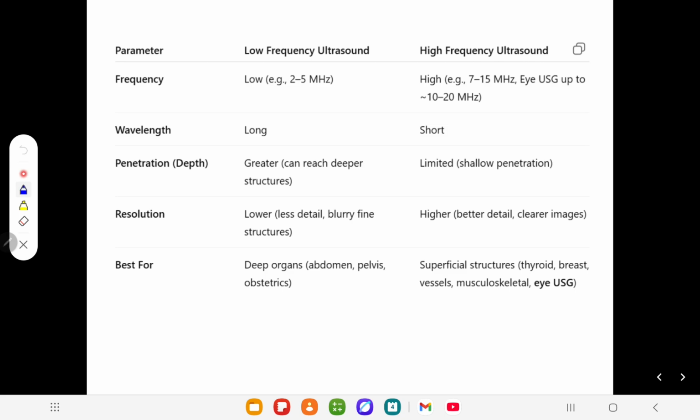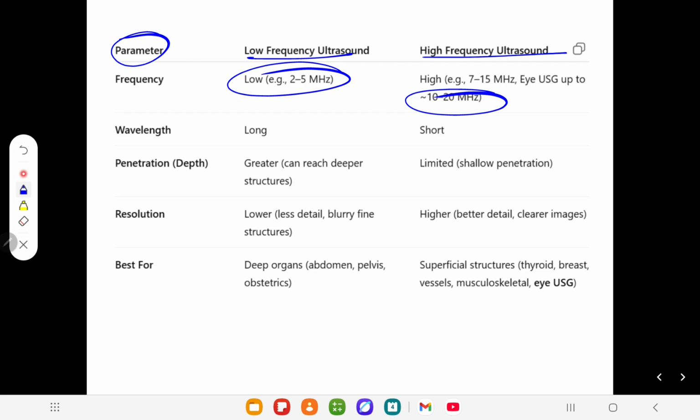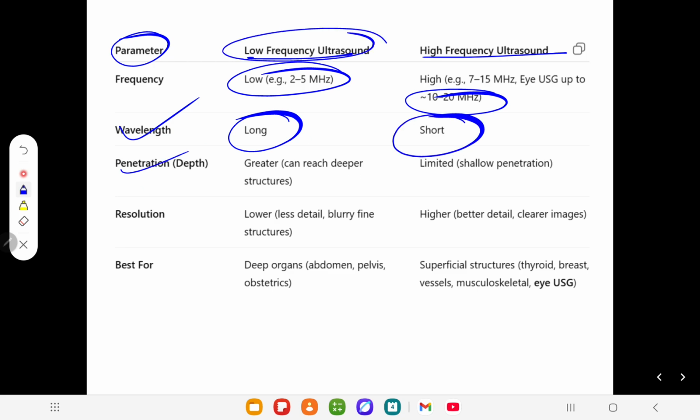This slide, I have, is a very good slide. There are parameters: low frequency and high frequency. Low frequency means 2 to 5 megahertz. High frequency in ophthalmic USC is about 10 megahertz. Low frequency means long wavelength, high frequency means short wavelength. Penetration: with low frequency, greater the penetration; with high frequency, shallower, limited. Resolution is just the opposite: greater the penetration, lower the resolution, while higher frequency gives higher resolution. Low frequency is best for deep organs like abdomen, pelvis, or obstetrics and gynecology.